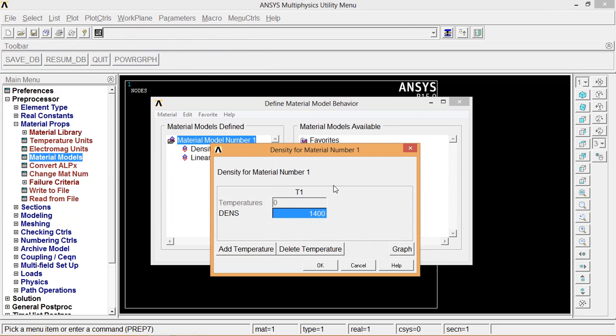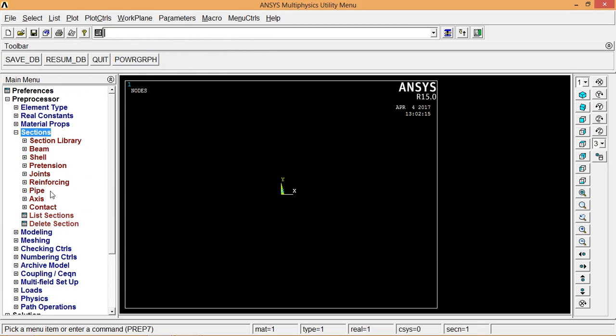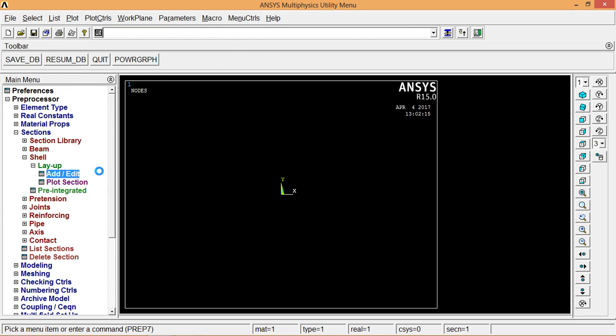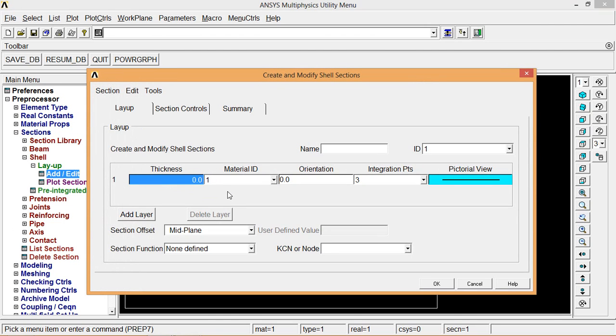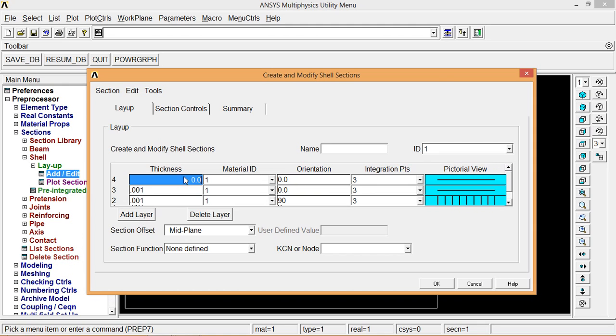Density, yes. Now sections, shell. Now I was talking about layup. Here is the layup. Now this is first layer of Kevlar fiber. Now another layer is added. Is 0.001. Now this is 90. I was talking about 0, 90, right? This is how it means. Now this is 90 again. And so we have done for layup.